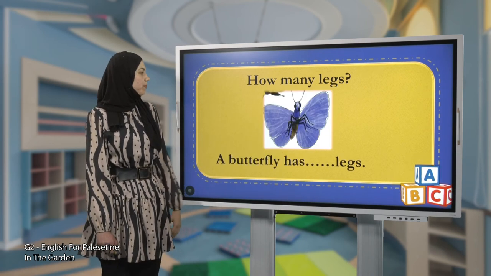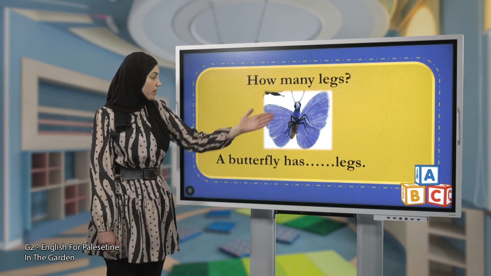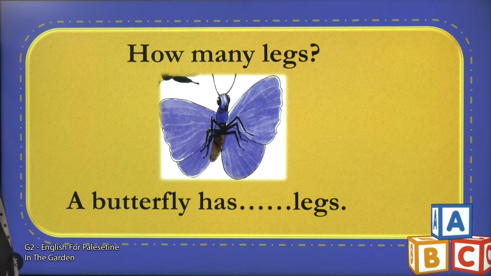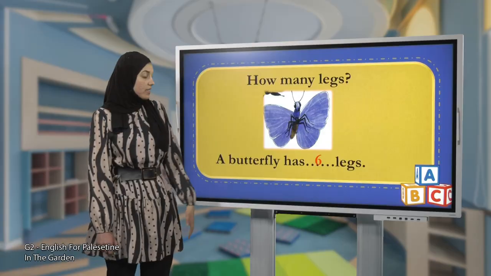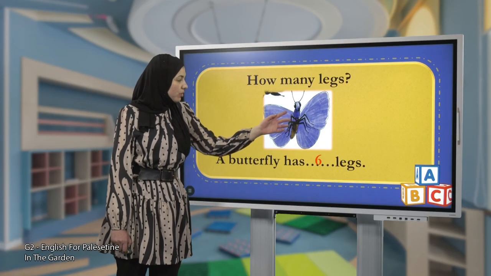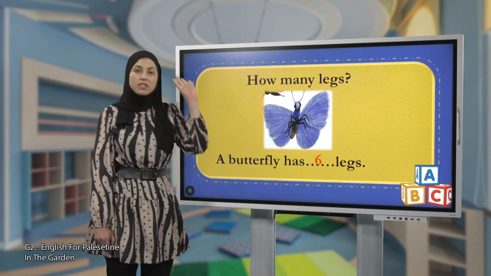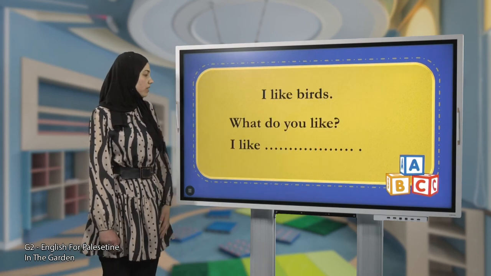Yes, thank you. How many legs for the butterfly? A butterfly has, yes, how many legs? Let's see the answer together. 6 legs. Let's count. 1, 2, 3, 4, 5, 6. So 6 legs. Yes, right.